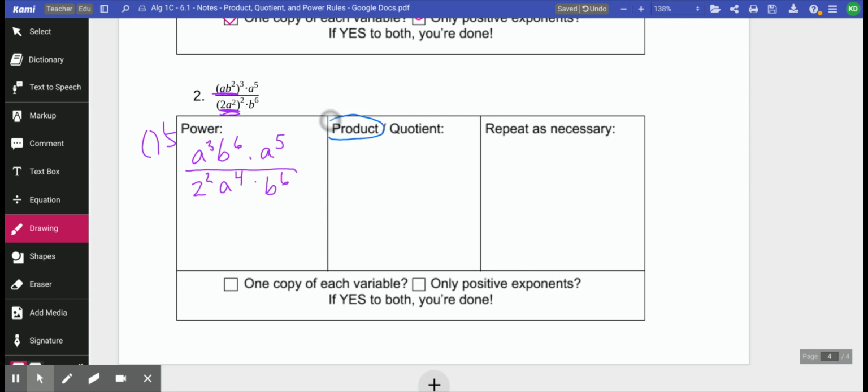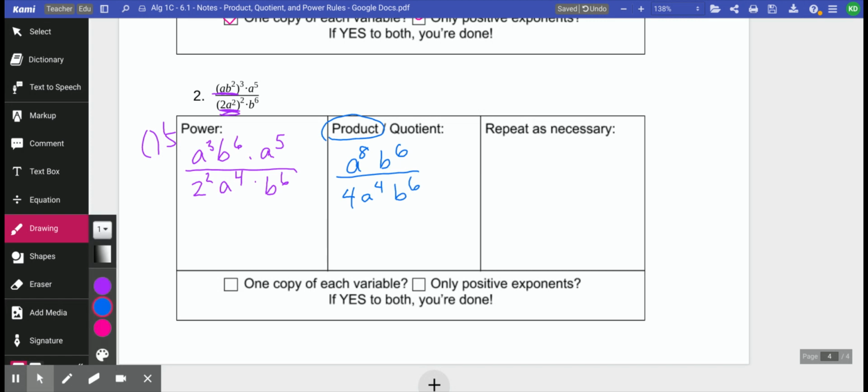Okay, again, I'm going to do my product rule next because I have a's on the top that I can combine. And I always keep my variables in alphabetical order. So a to the third times a to the fifth, right? We add those and we get a to the eighth. Then on the bottom, 2 squared I can do, I'll just write that as 4. We have a to the fourth and b to the sixth.